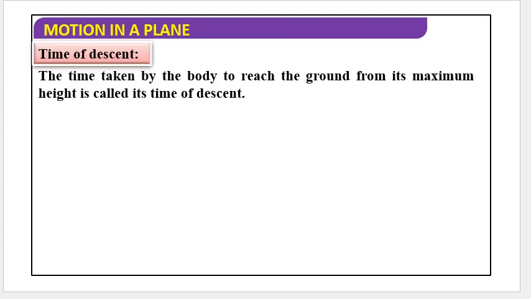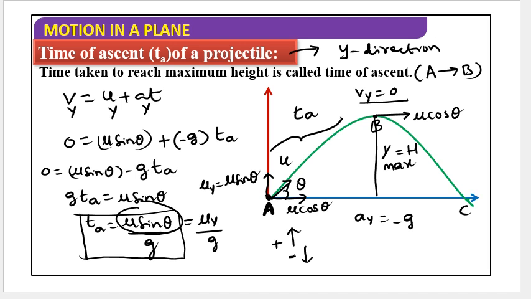Next, my dear children, time of descent. Time of descent means time taken by the body to reach the ground from its maximum height. That means look at the picture here, B to C. So here B to C, how much time it takes? That is time of descent. Already you know very well time of ascent is equal to time of descent. Why? Because here motion is under gravity.